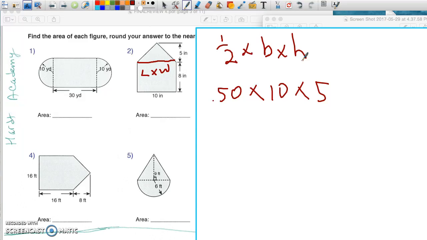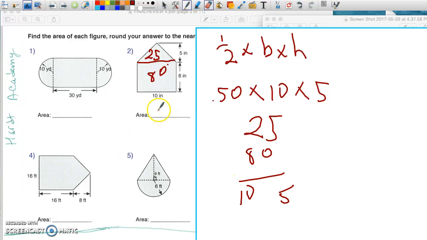All right. .50 times 10 times 5. I get 25. So this area is 25. And for this rectangle, I have 10 times 8, which we know is 80. So this area is 80. Add them together. What do we get? 105. Area 105 inches.